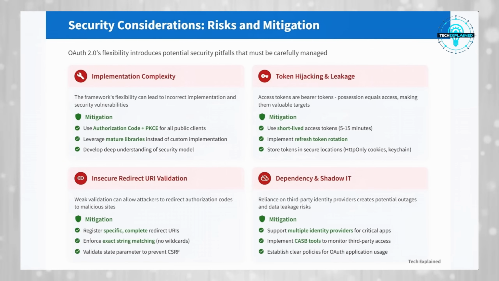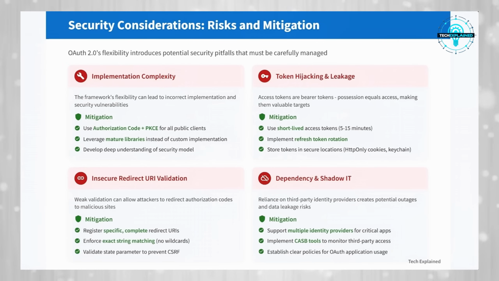To mitigate this risk, implement a robust token management strategy. Use short-lived access tokens, typically 5 to 15 minutes, and long-lived refresh tokens. Implement refresh token rotation, where a new refresh token is issued each time one is used to detect and invalidate stolen refresh tokens. Store tokens in the most secure location available for the client type. Secure HTTP-only cookies for web apps or the platform's keychain for mobile apps.